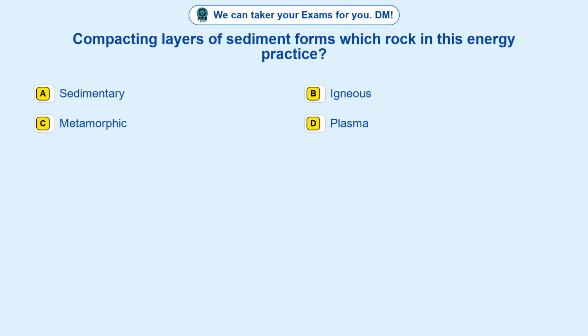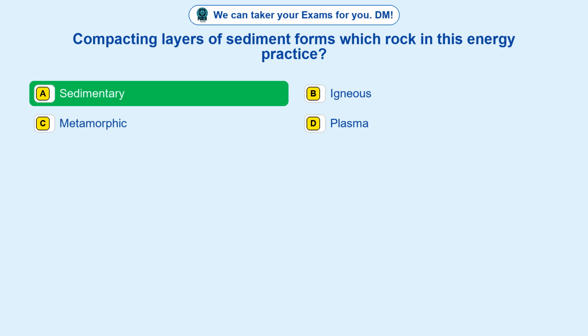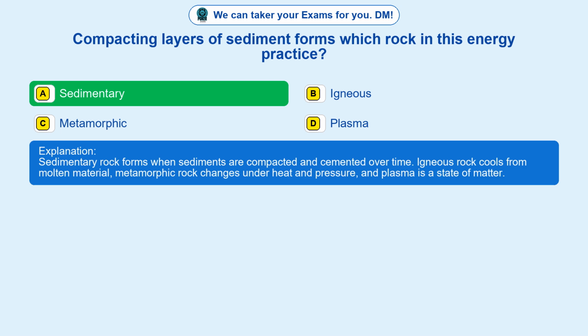Question 85. Compacting layers of sediment forms which rock in this energy practice? Option A, sedimentary. Option B, igneous. Option C, metamorphic. Option D, plasma. The correct answer is option A, sedimentary. Sedimentary rock forms when sediments are compacted and cemented over time. Igneous rock cools from molten material, metamorphic rock changes under heat and pressure, and plasma is a state of matter.